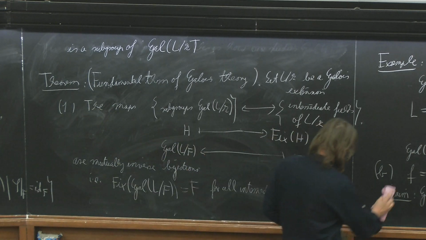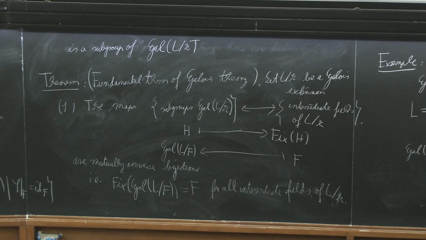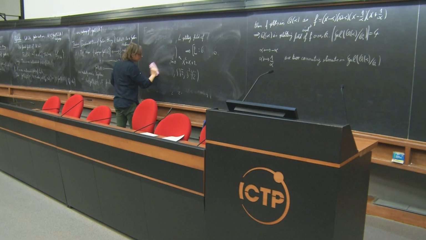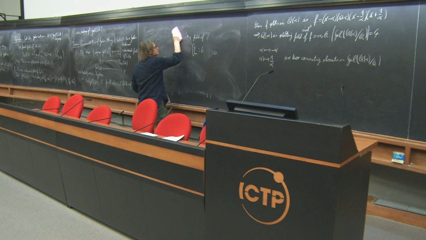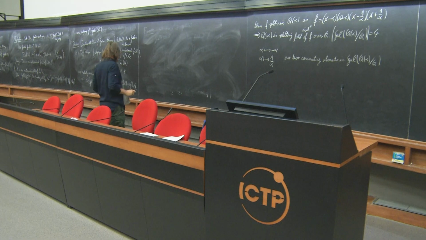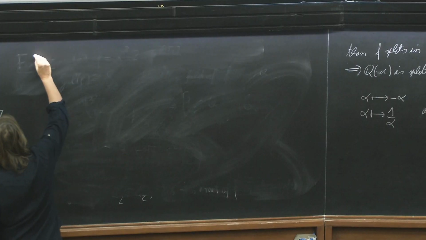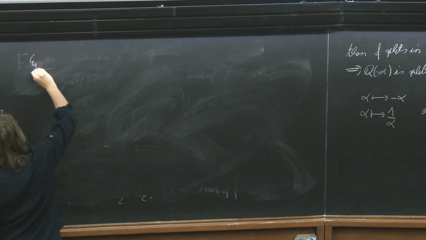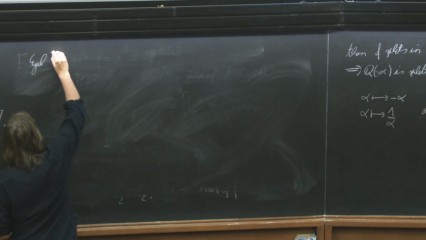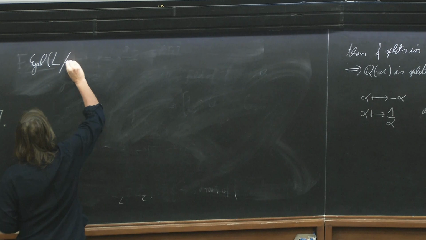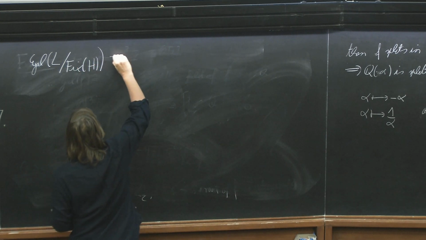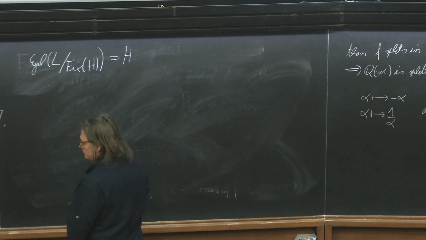And the other direction is the next one. Well, you can obviously take the composition as well. So if I take the Galois group of L over the fixed field of H, this is H for all subgroups of the Galois group.